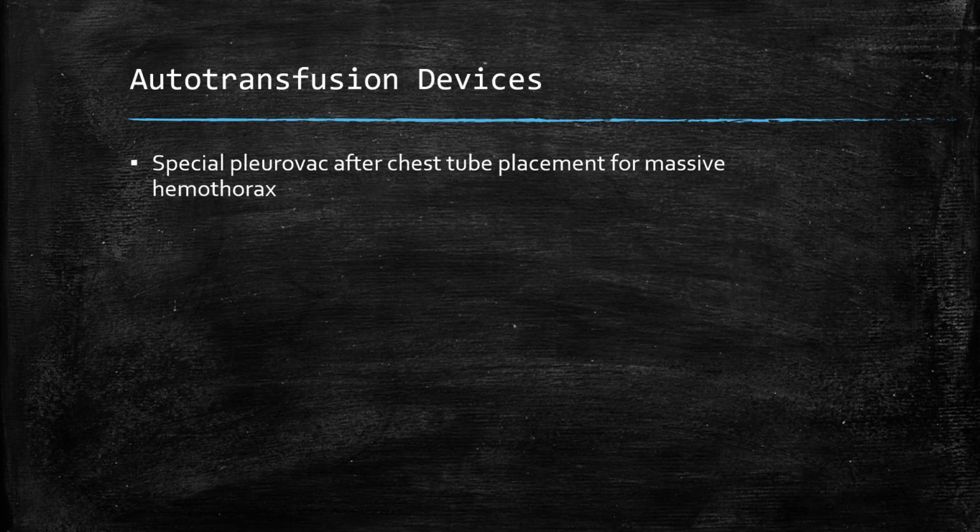If you have a patient in the emergency room with a massive hemothorax, give some thought to using one of the Pleurovacs that have a detachable collection chamber. This chamber allows you to give the patient's blood right back to them, so it serves as an auto transfusion type device as well.